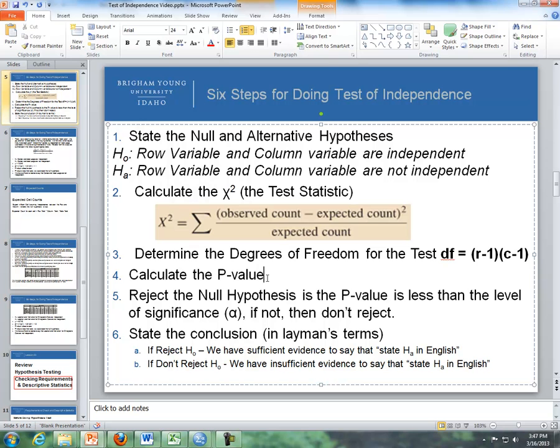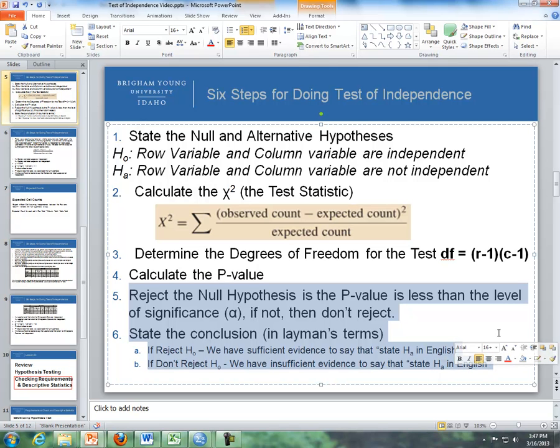Then calculate the p-value. And then the last 2 steps are similar to what we've seen before. We reject the null if the p-value is less than the level of significance. If not, then don't reject, and then we state our conclusions in layman's terms. If we reject the null, we have sufficient evidence, and then we state the alternative hypothesis in English. If we don't reject, then we have insufficient evidence, and then we state the alternative hypothesis in English.